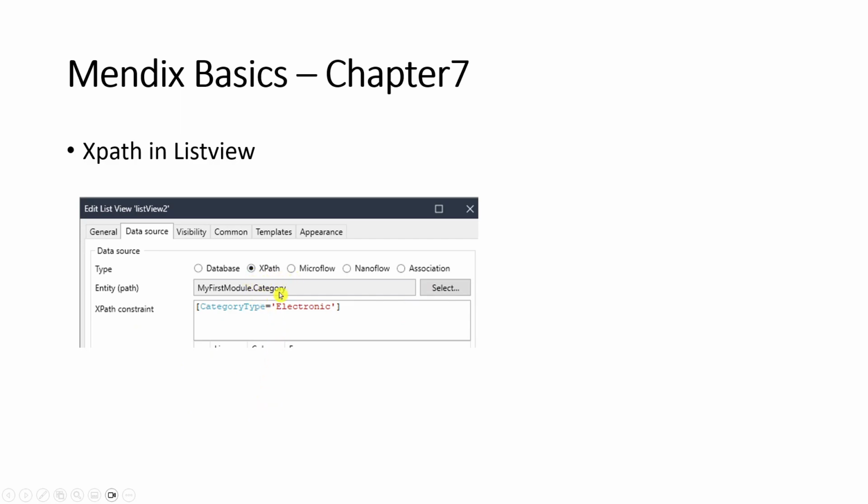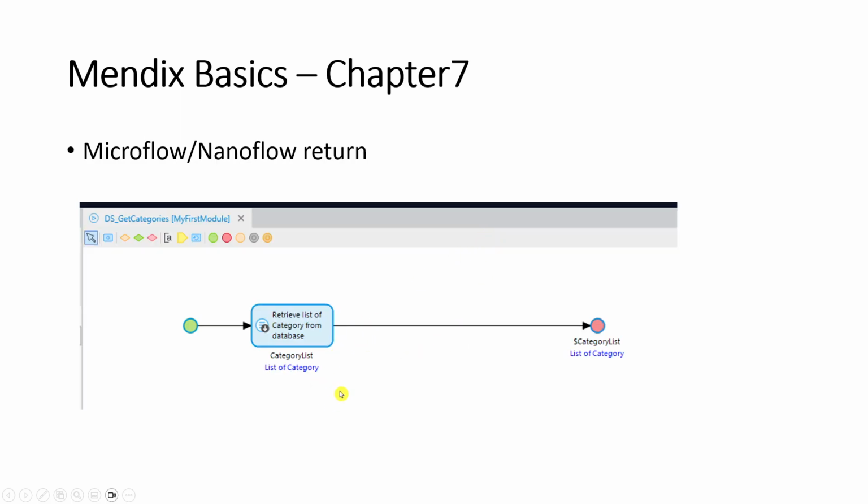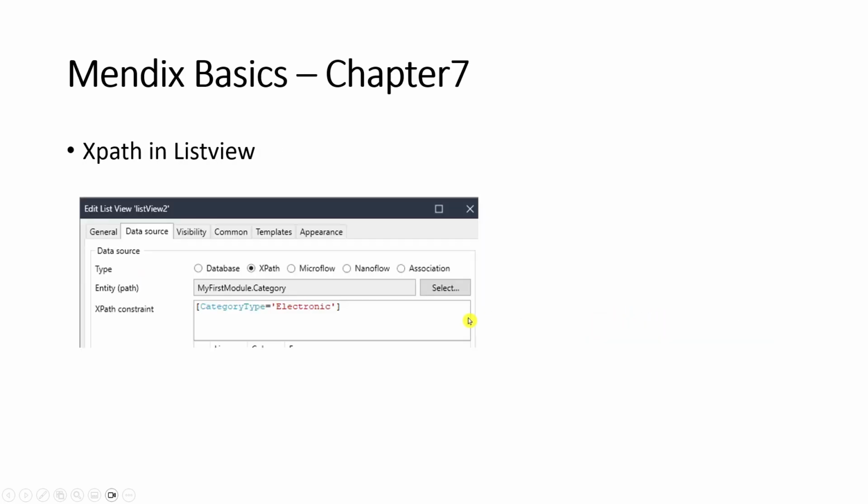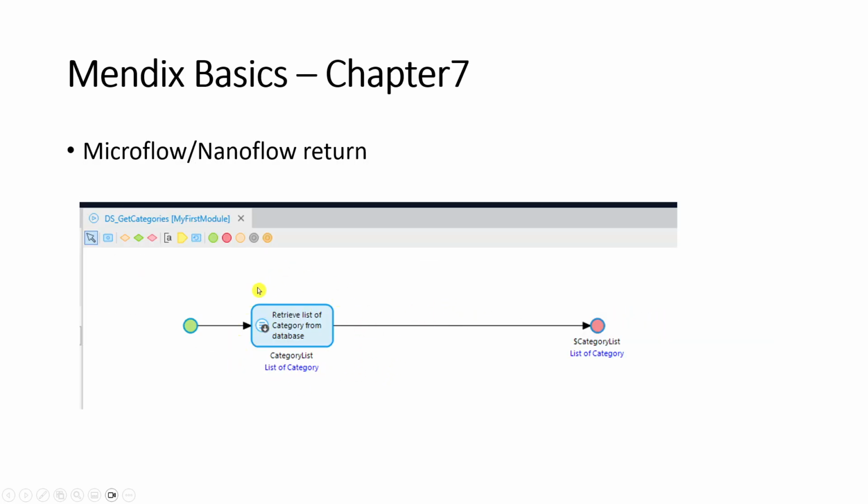How to use the XPath? It should be like this. Okay, we will look at some of the XPaths. And as you remember, database, XPath, and the third and fourth ones are the Microflow and Nanoflow. While we are using the Microflow or Nanoflow, we can also return some list or some objects to display in the page. So we can also use the Microflow and Nanoflow as a data source. We will look at this one also.